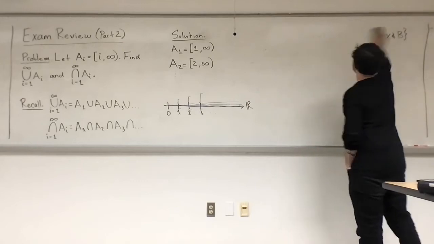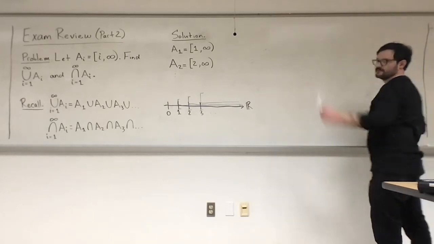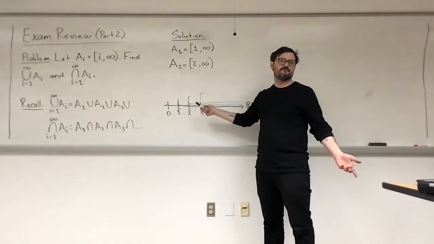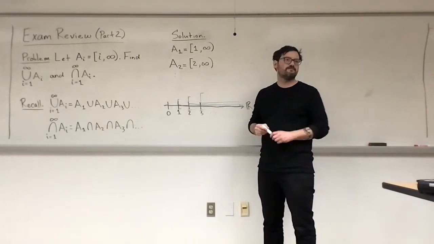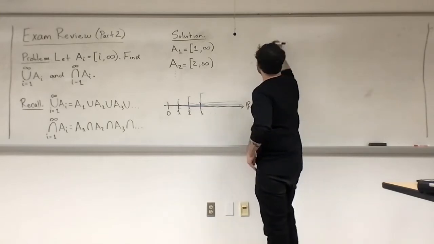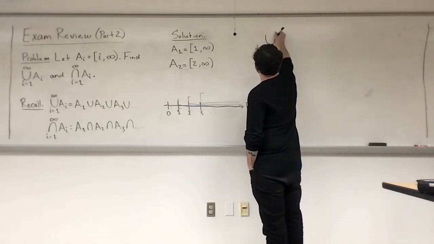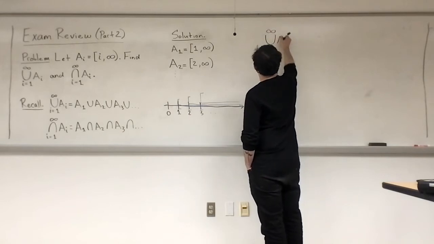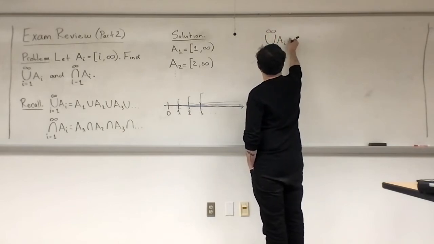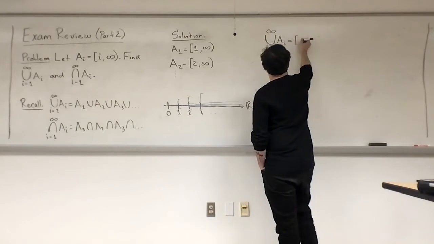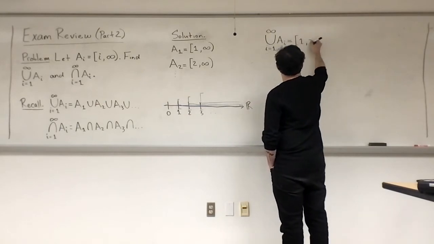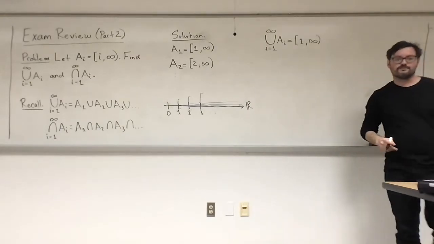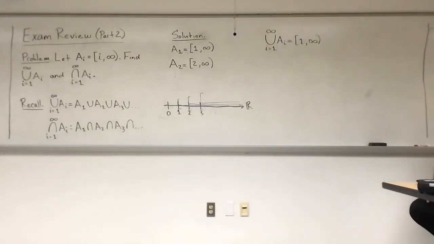Yep, that's it. And the picture kind of tells us that. All of these other sets are contained in that one, so whenever you union them, you're just going to have the biggest one. So the union from i equals 1 to infinity of A_i, in this case, is equal to this one. That's it. And drawing the real number line with that picture will help with that kind of problem.